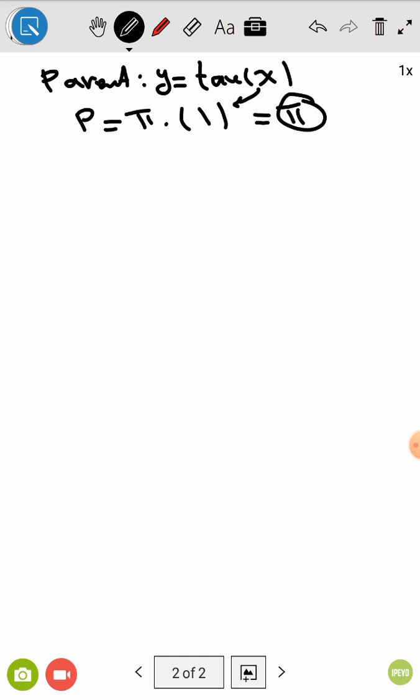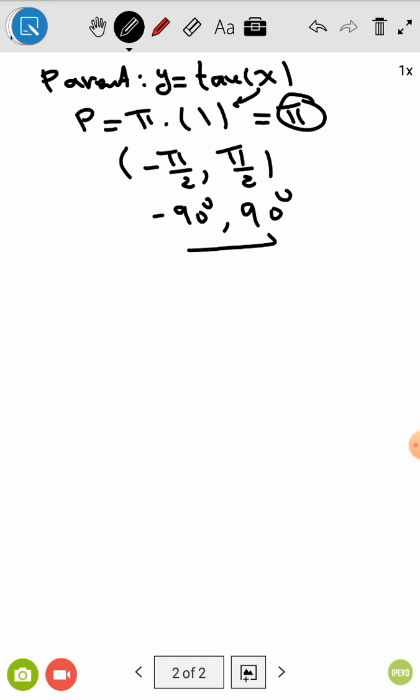I will choose a different interval now. If you remember, I was always choosing 0 to pi to graph the sine and the cosine. Now I'm going to choose a different period, which is minus pi over 2 to pi over 2, which is minus 90 to positive 90. And you are smart enough to know that the distance is 180, which is pi. Usually we use this period for the tangent to graph it over one cycle.